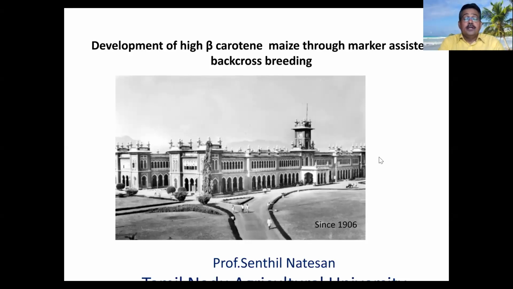Good morning, students. Today, our topic of discussion is how to develop a high beta carotene maize through a marker-assisted backcross breeding program. Many backcross breeding programs have been done very long back by our plant breeders. Now, in backcross breeding programs, we are using markers to increase the efficiency, or to transfer a specific trait into an elite background. That is the main aim of marker-assisted backcross breeding.